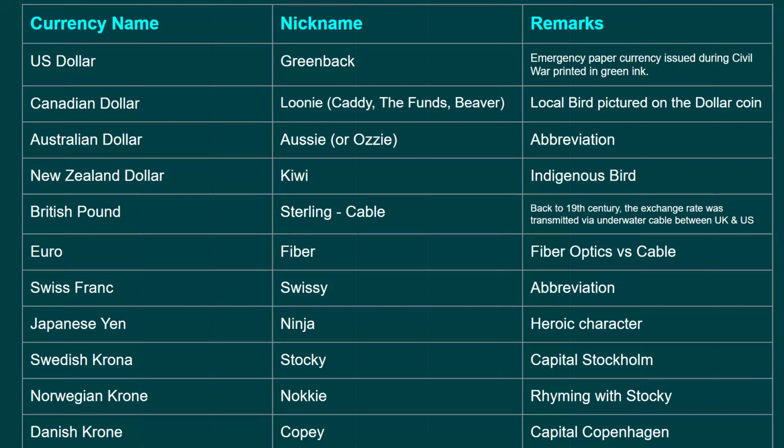Swiss franc is called a Swissy, and that's just an abbreviation. Japanese yen is ninja, of course the heroic character. Now Swedish krona, we call it Stocky, and the Stocky comes from Stockholm, their capital. Norwegian krone is called Noki, and they just wanted to sound like Stocky, like the Swedish krona. So there's Stocky and Noki. Then we have the Danish krone, Kope, from Copenhagen, the capital. It's just shortened from that.